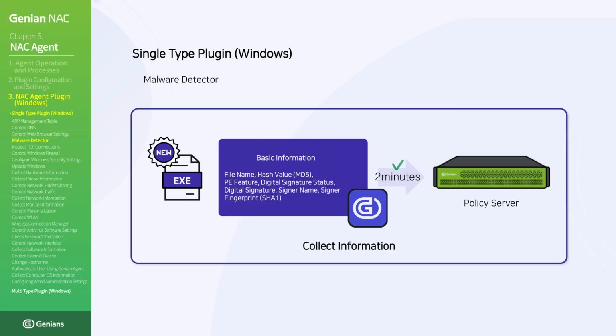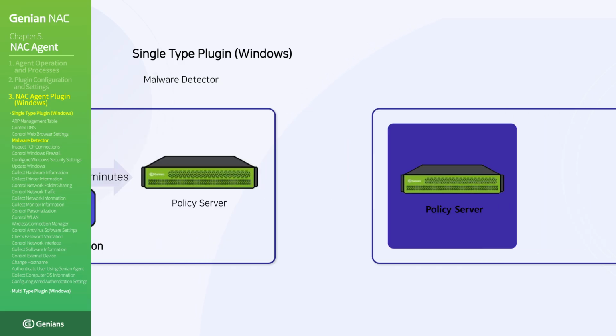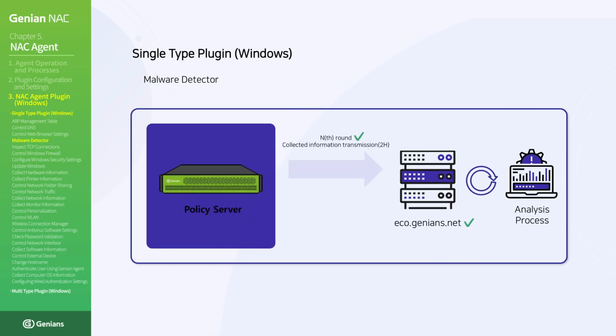Information is collected every 2 minutes for new files with the .exe extension, excluding paths specified in the exclusion list, and sent to the policy server. The basic information collected for executable files includes file name, hash value, PE feature, digital signature status, digital signature, signer name, and signer fingerprint. The policy server transmits collected information to the ecosystem at 2-hour intervals for analysis.